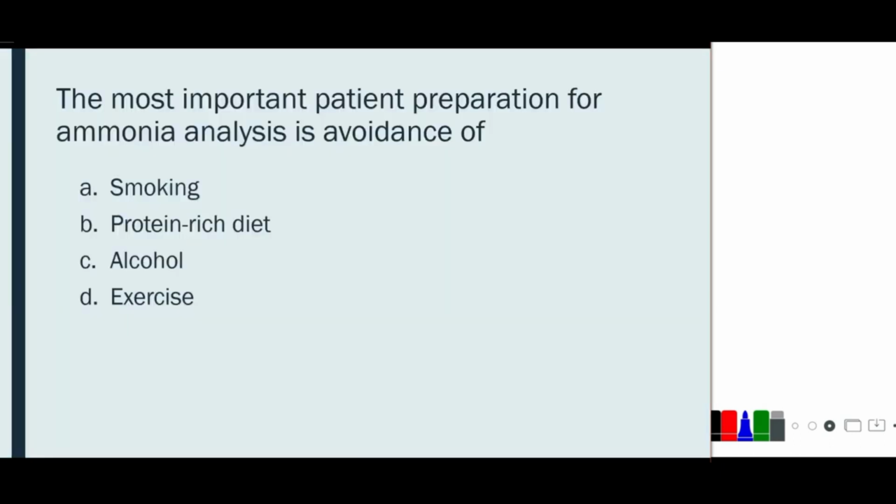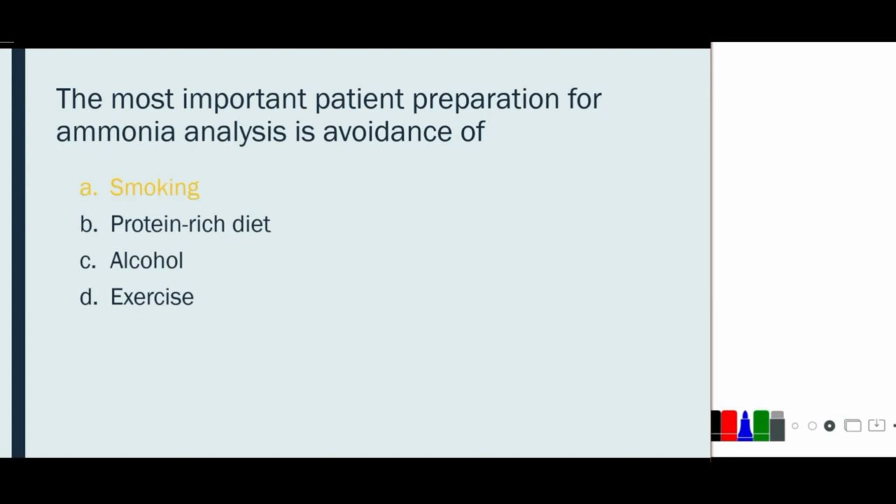Next question. The most important patient preparation for ammonia analysis is the avoidance of A. Smoking, B. Protein-rich diet, C. Alcohol, D. Exercise. So the most important patient preparation when it comes to ammonia analysis is that the patient should not smoke for several hours before ammonia analysis.